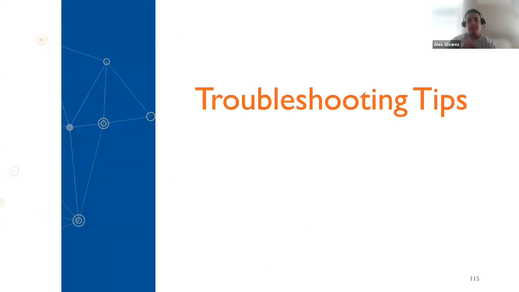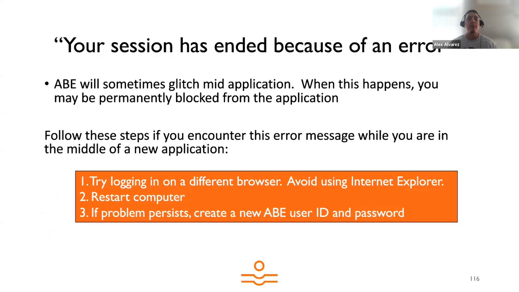All right, so finally, to end it, we have included some common troubleshooting tips that we've personally come across. The first one is the message that says your session has ended because of an error. So unfortunately, ABE isn't perfect. It does sometimes glitch, and it does glitch mid-application. When this does happen, you may be permanently blocked from that application. We do have some steps here to follow in case you encounter that message.